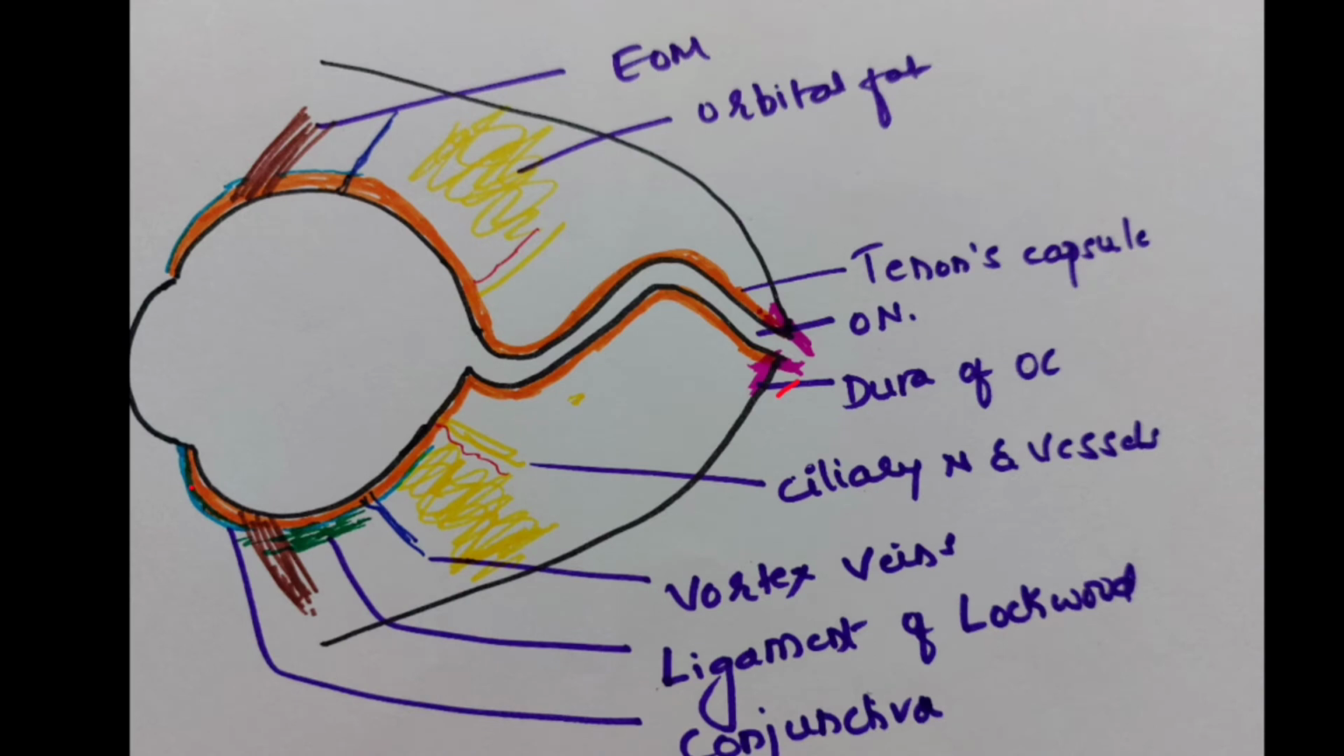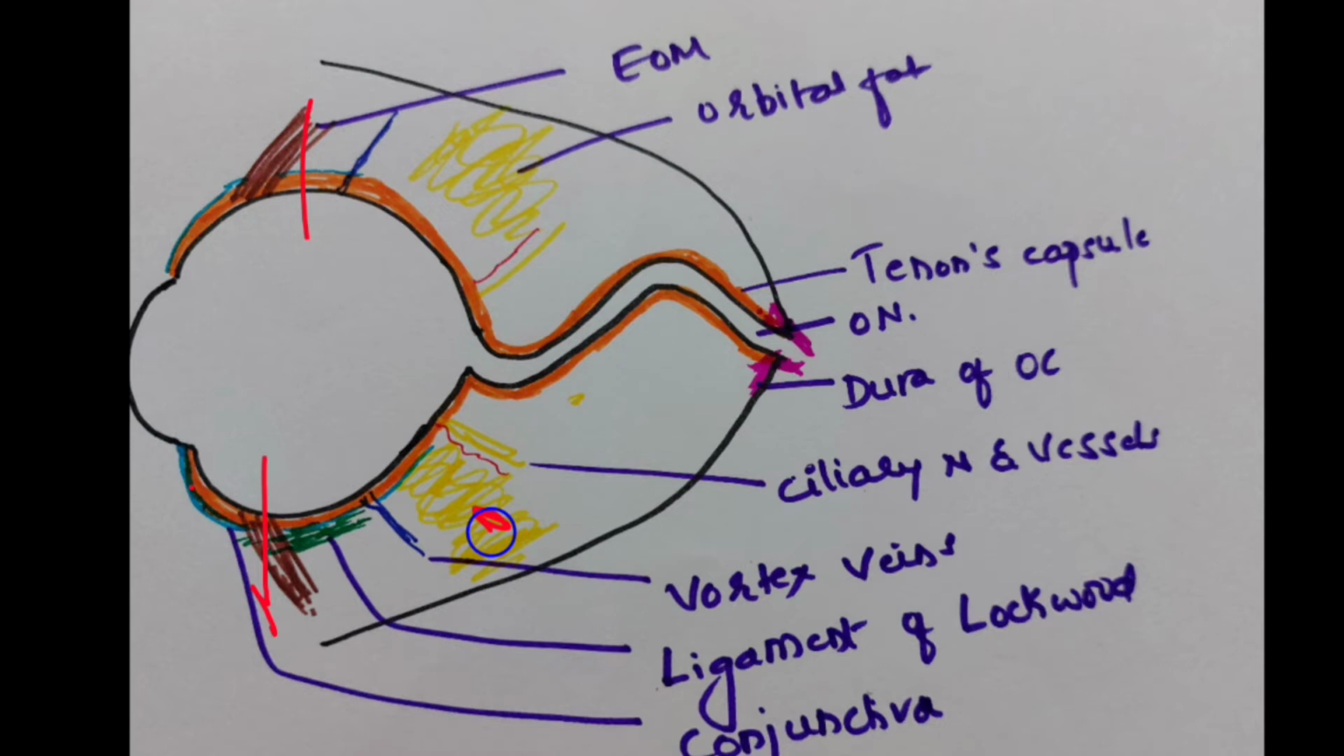So to sum up the Tenon's capsule, from the anterior side it extends from the cornea and then covers the eyeball and then covers the optic nerve as well. In the anterior aspect of the eyeball, it is in contact with the conjunctiva on the outer surface, and on the inner side it is in contact with the sclera. In the posterior aspect, it is in contact with the orbital fat.